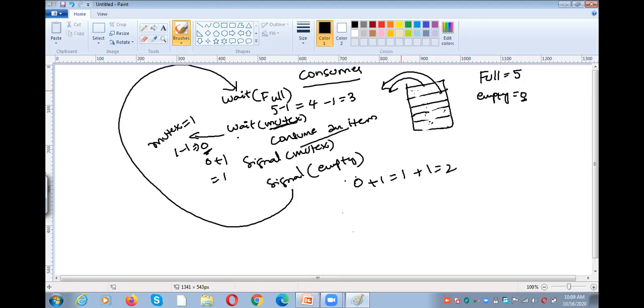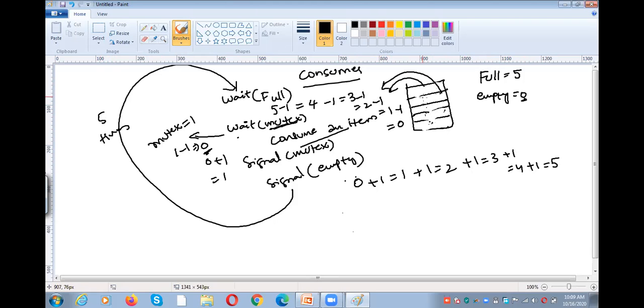Like that, every time you remove an item from the buffer, the full will be reduced and empty will be increased. Full will be decremented and empty will be incremented. So likewise, you can perform these iterations 5 times. If you perform the same operation 5 times, what happens? The buffer will be empty.